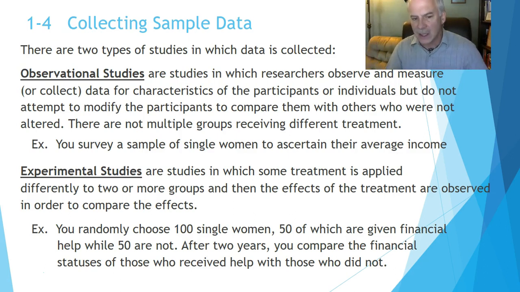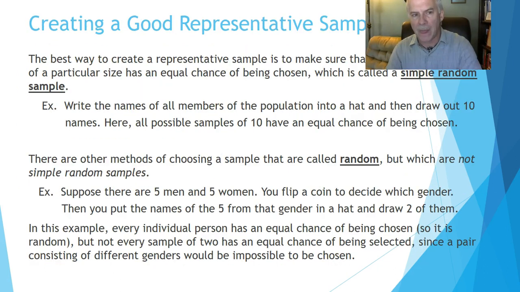and find out the financial statuses of those who received help, and you compare those with those who did not receive help and see how much, after 2 years, this has helped, or if it has changed the financial statuses of these women. Now that is an experiment because you're treating one group with the financial help and the other group is not receiving the financial help. Okay, so I hope you see that distinction.